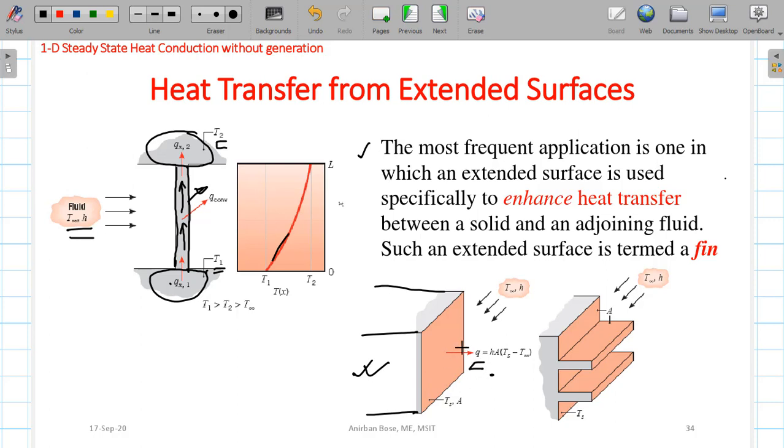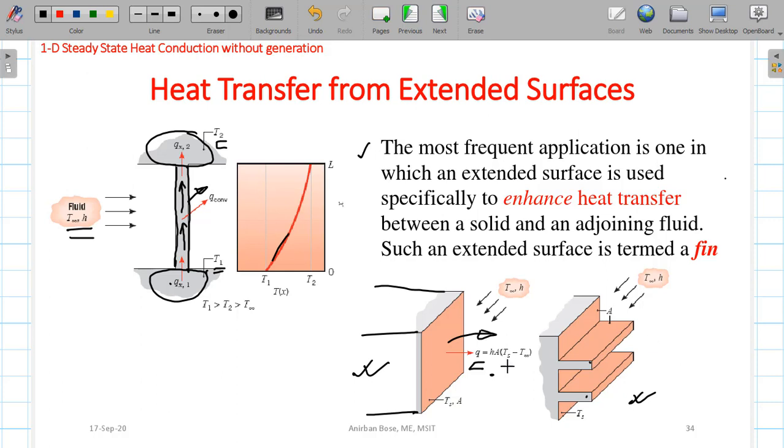Now if we want to increase the rate of heat transfer from this body to this fluid, then what we can do is put some extended surface on the body. As you can see in this particular figure, two extended surfaces have been introduced, shown in orange color. So in this way the heat transfer area actually increases. As the heat transfer area increases, definitely the heat transfer from the surface is going to increase.